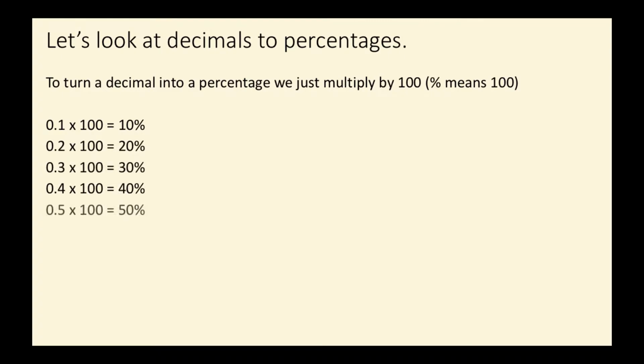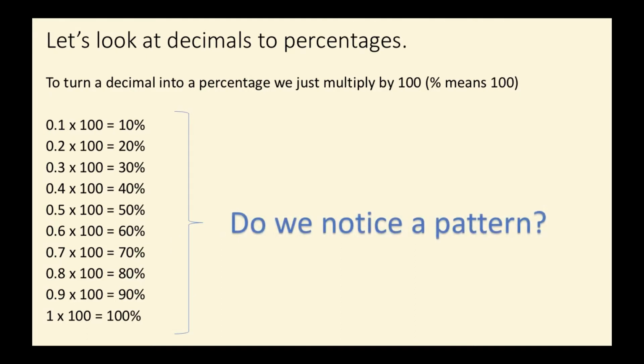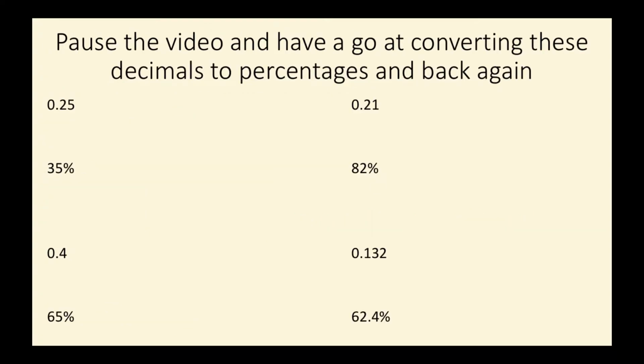And as you can see, it's going to go down. So all of those decimals are really easy. All decimals, every single one, is easy to convert to a percentage. The only one you might struggle with is 1, but 1 times 100 is 100% anyway, so as a percentage, it's 100%. So you should be able to see this pattern, and you should be able to convert any decimal now into a percentage by timesing by 100. So pause the video and have a go at converting these decimals to percentages and vice versa.